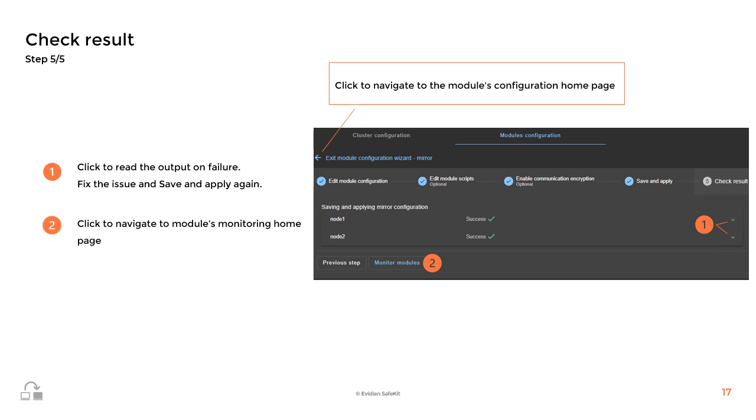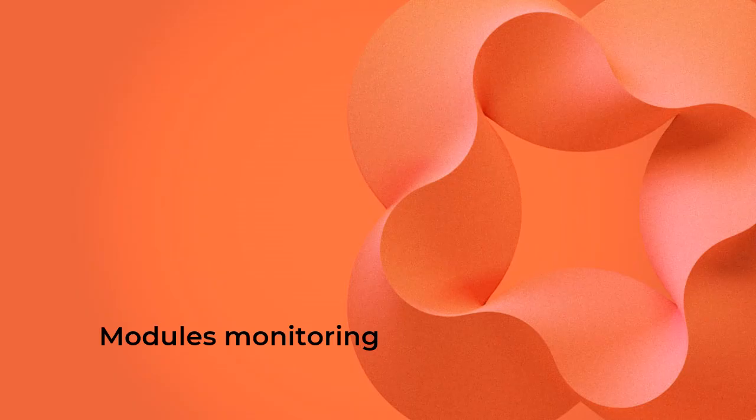If you encounter a configuration failure indicated by a red cross icon on a node, click on the accordion of the node. This will display the output messages of the configuration command, allowing you to search for any errors. After identifying the error, return to the previous steps to correct it, and then repeat the save operation. Let's now examine the monitoring of modules.